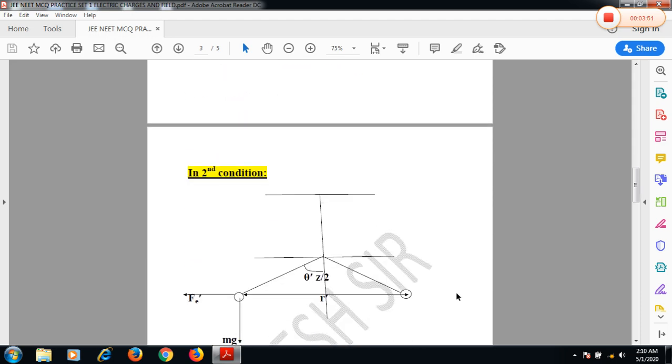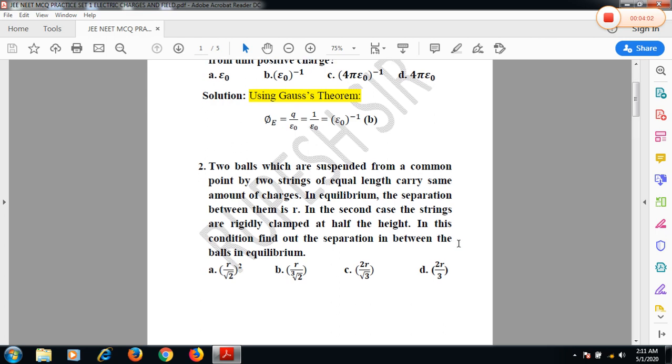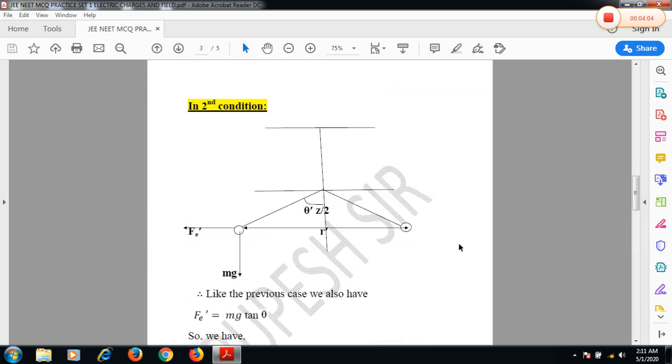In the second condition, we have been given that the strings are rigidly clamped at half the height. So what we have here: at this point these two balls are suspended. From this point these two balls are suspended with the help of these two strings, and so the angle made by the string with the vertical is also different from that in the previous case. Let this angle be theta dash.